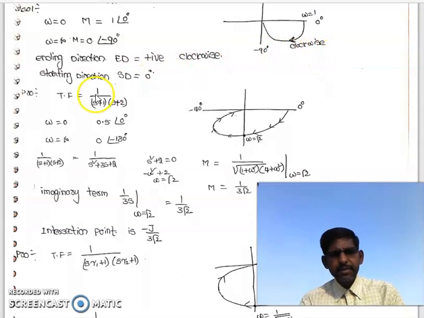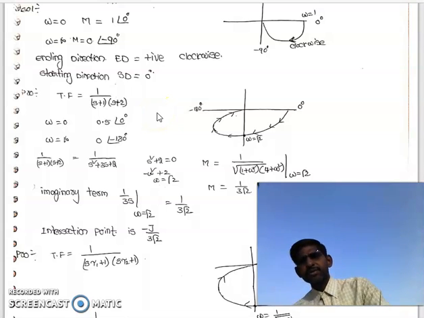Now you can observe the transfer function equal to 1 by (s + 1) into (s + 2). Here we have two poles, and both poles are lying in the left half of the S plane. Always the polar plot starts from 0 degrees. What is the order of the system? The order of the system is 2 here. How can you find the order and type of the system? We'll see the shortcut methods later.